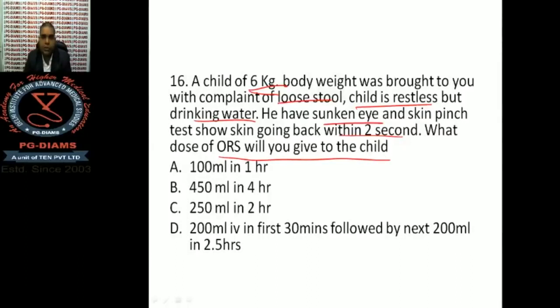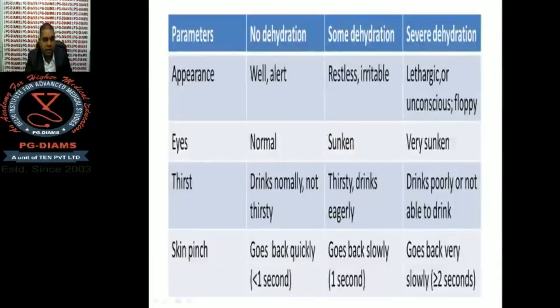To solve this question, first we will have to know how to classify a child into no dehydration, some dehydration and severe dehydration. Then we have to know plan A, B and C, which we apply for all these 3 groups of patients. For that, we look at 4 things. First is appearance. If the child is well and alert, he has no dehydration. If the child is restless, he has some dehydration.